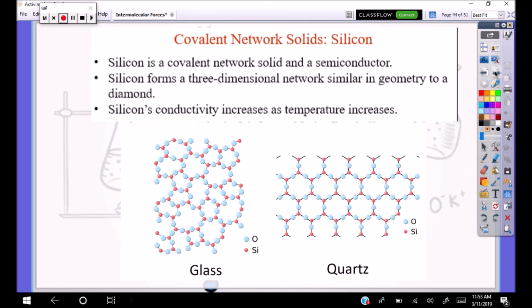Silicon is a covalent network solid. It's also a semiconductor. What's cool is the arrangement determines what you've got. So sand is just a bunch of particles of silicon dioxide, whereas if you're looking at glass, it's the amorphous version of silicon dioxide, where the arrangement's kind of all over the place. And then if you look at quartz, it's got a definite structure to it. But this is an example of a network solid.